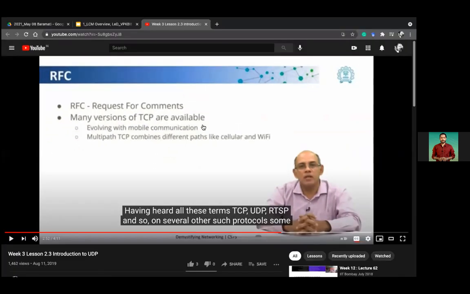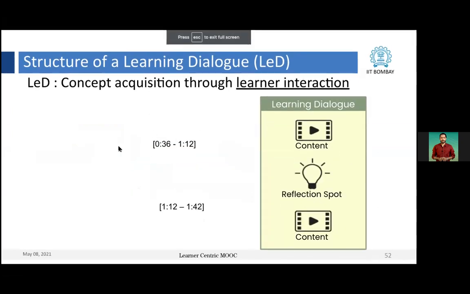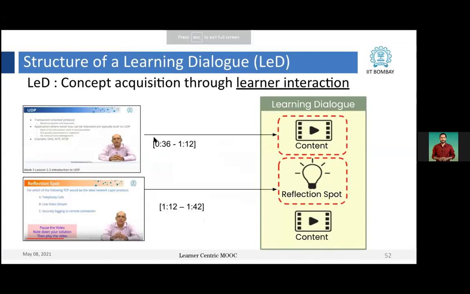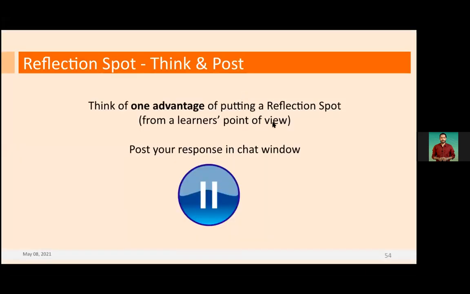Okay, this was a small example of the LED. You can see that the first part, up to 1 minute 12 seconds, this was a content. Then you have a reflection spot, and then the subsequent content has a summary with the expected answer and the explanation, and then there's a continuation. So this is the whole idea of having an LED. So LED is not just a video, but you have reflection spots in between, which will allow students to interact. Now, can you think of one advantage of putting an LED reflection spot from a learner's point of view?